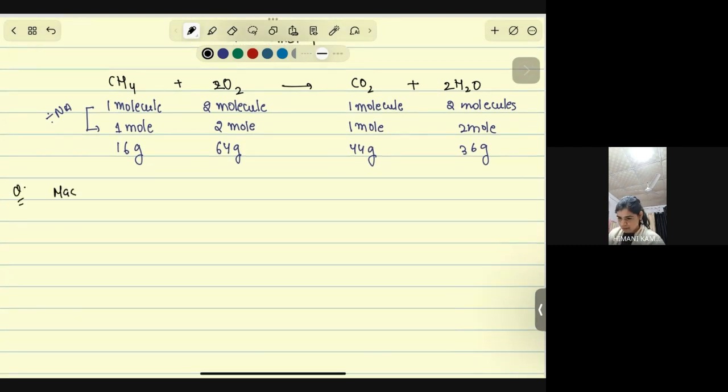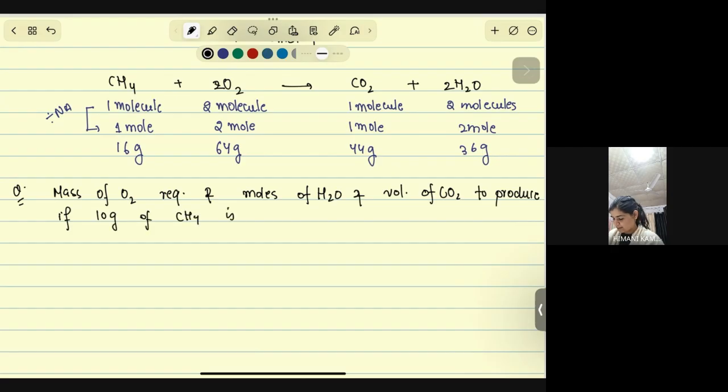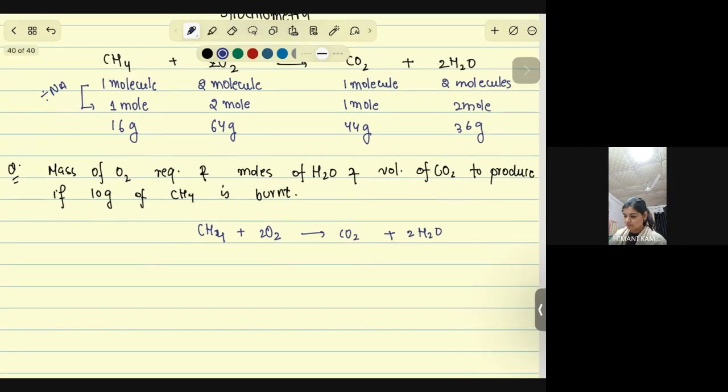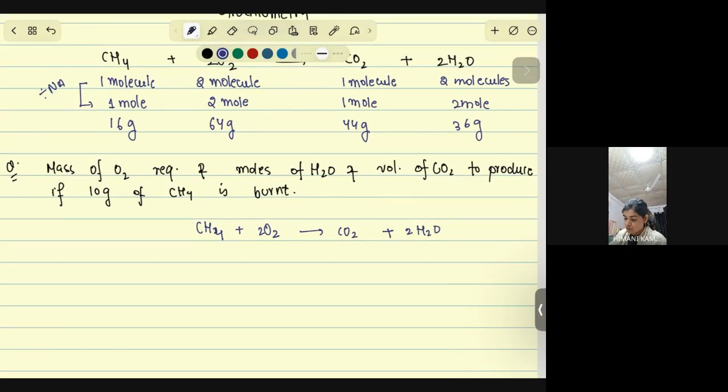The first question is: find the mass of oxygen required, the moles of H2O and the volume of CO2 produced if 10 gram of methane is burned. First of all, write the equation. Methane is burned in the presence of oxygen, giving us CO2 plus 2H2O. First write the standard values, the information we get from this stoichiometry. For standard values, methane will be 16 gram and oxygen will be 64 grams.